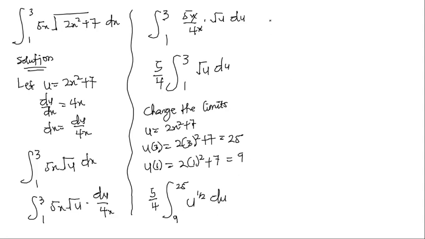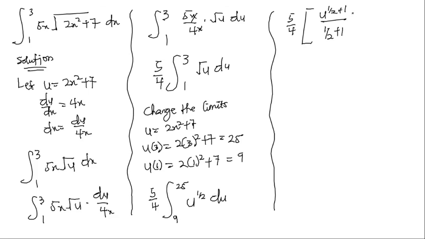Okay, so from here I can move ahead and find my answer. So I have 5 on 4. Then if I integrate this, I have u power half plus 1 on the power half plus 1. Okay, then 25 and 9. Alright, so this becomes 5 on 4. Then I have u raised to the power 3 on 2.